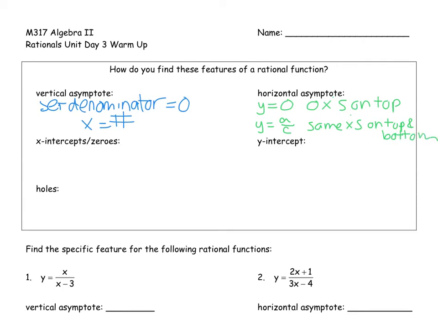The x-intercept, or the zeros, is where you're actually going to set the numerator equal to 0. To find the y-intercept, you're going to plug in 0 for x. And to find the holes, this is where you set the eliminated factor equal to 0.